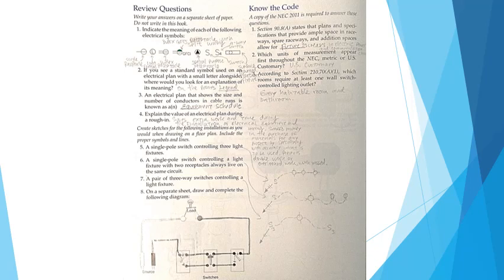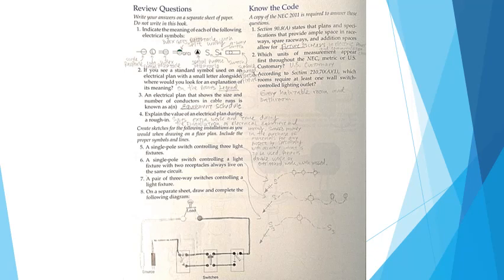Question 2. If you see a standard symbol used in an electrical plan with a small letter alongside it, where would you look for an explanation of its meaning? That would be on the print's legend. 3. An electrical plan that shows the size and number of conductors in cable runs is known as an equipment schedule.